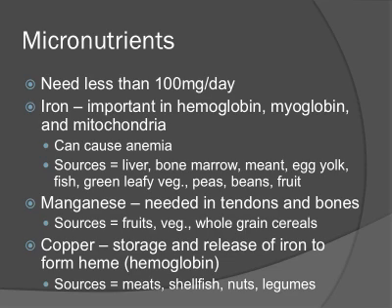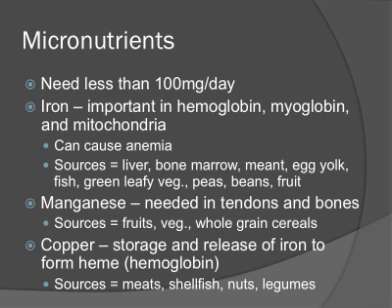Iron is very, very important in our hemoglobin, our myoglobin, and our mitochondria. A lack of iron can cause anemia, which can give you all of the symptoms of being tired and not having enough energy, and you just can't seem to function at the level that you're used to. Another one is manganese. This is very important and needed in the tendons and in your bones.